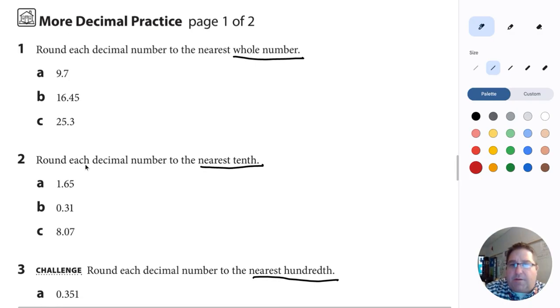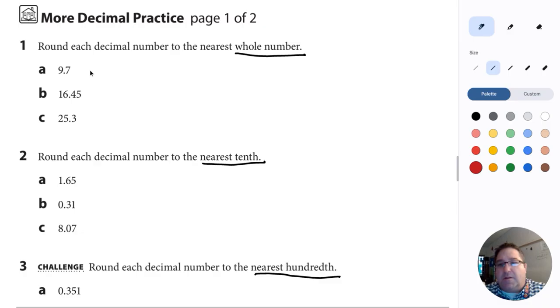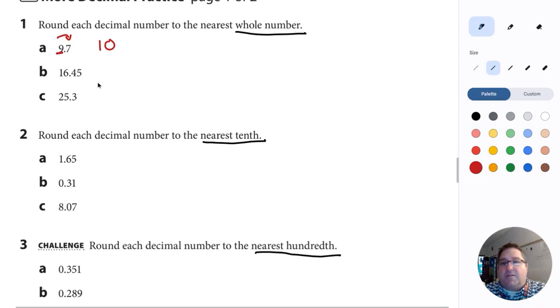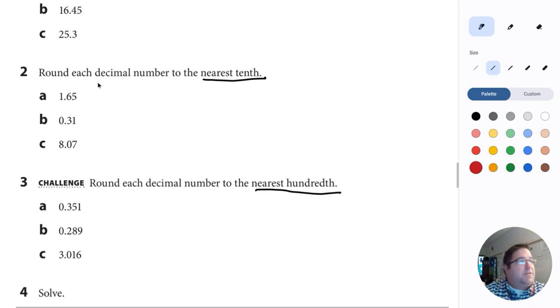And again, number 1, all these are going to go to the whole number. So I'll start with my whole number. I have a 9. Behind it, I see a 7. 7 is 5 or more, so we're going to bump that 9 up to a 10. And that's all we're doing on this one. It's just looking at that. Not yet tricky. Okay, nearest 10th.